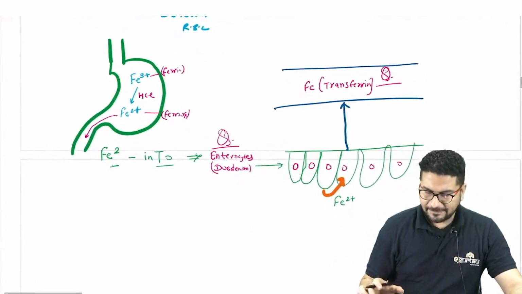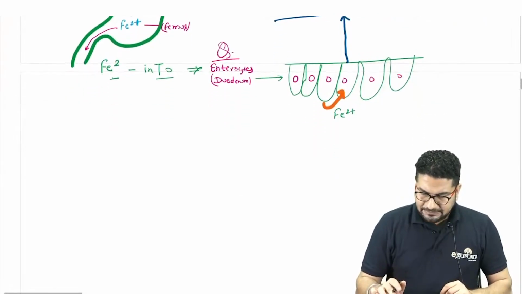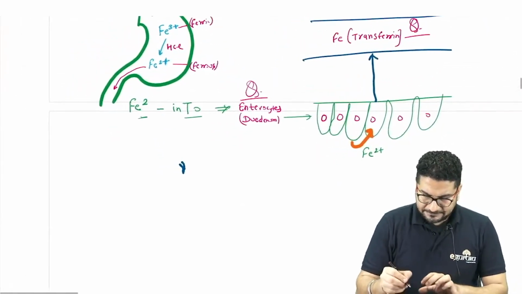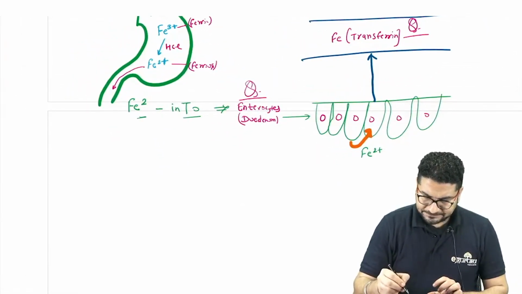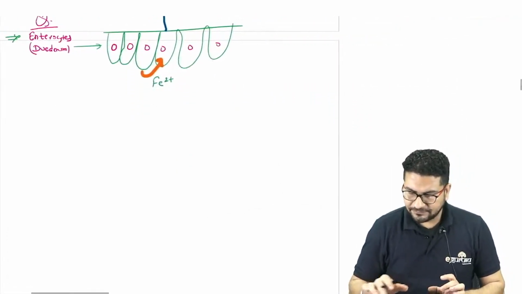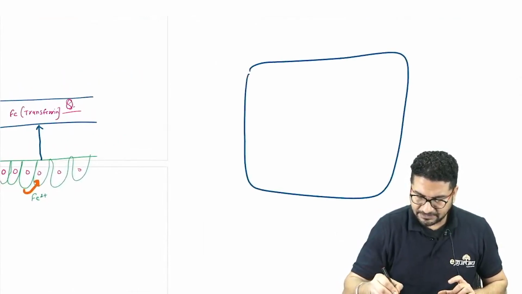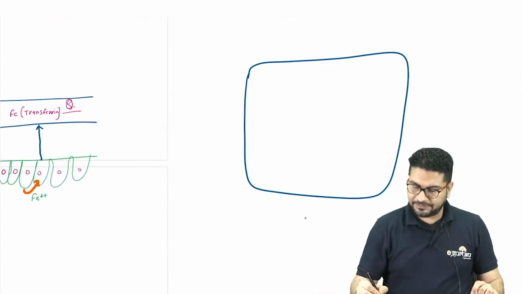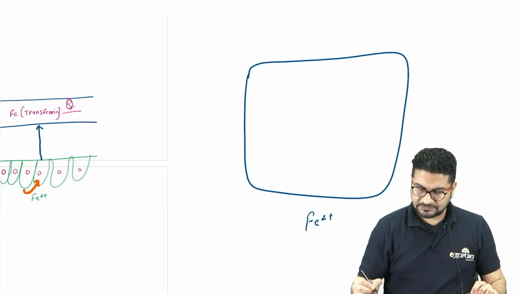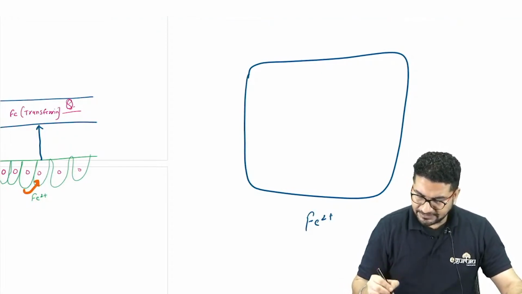Now if I want to draw one more drawing here, try to understand this. With this drawing you can answer every question. So see this drawing once again. Let me make a drawing once again to make you realize. This is your Fe2+. This Fe2+ is entering, and when it's entering, it can enter by 2 channels. So these are the 2 channels.